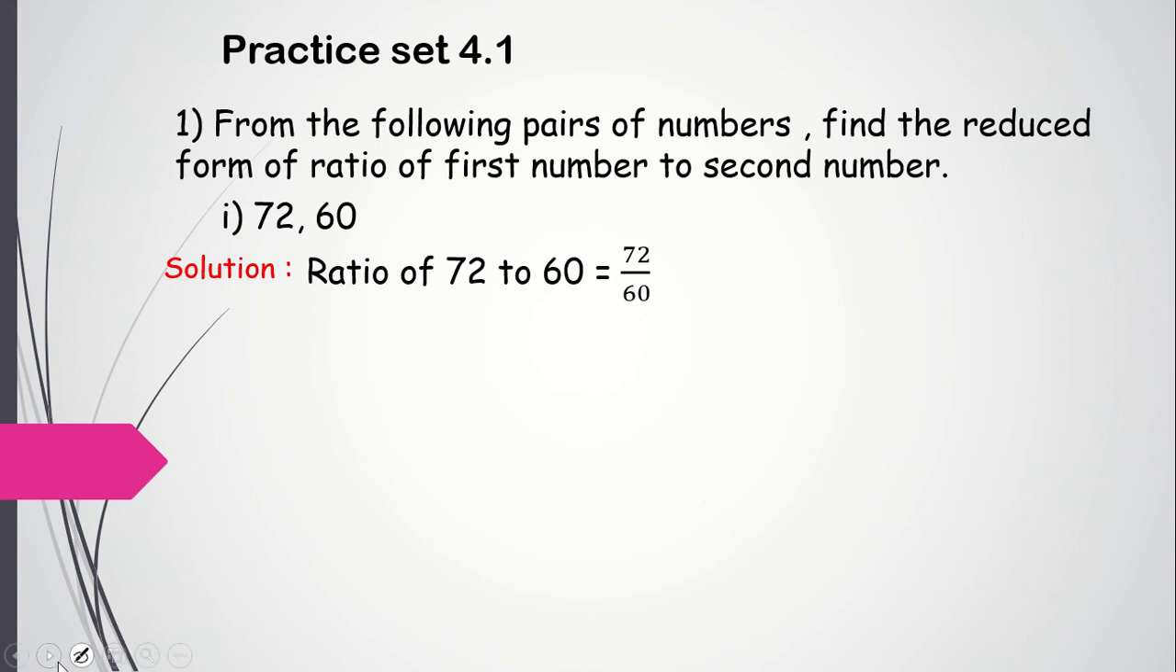Right now I can divide this by 12. 12 5s are 60, and 12 6s are 72. So the reduced form would be 6 upon 5, because 6 and 5, both of them, I cannot further divide by any number. So we will stop here. So the reduced form of this ratio would be 6 upon 5. It cannot be divided any further.